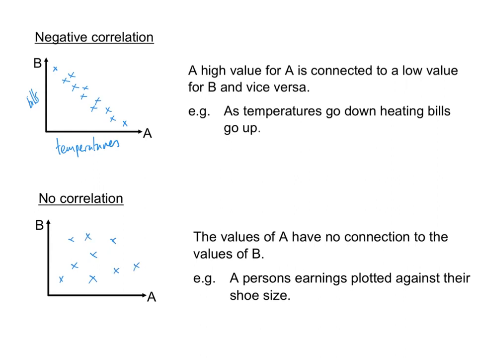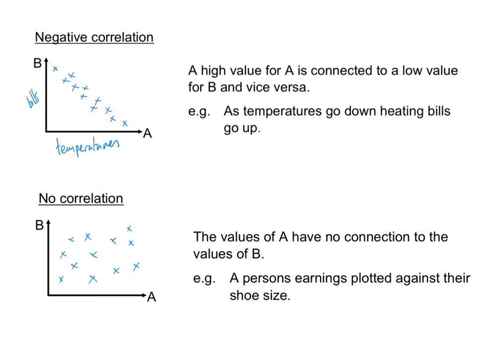So when we look at this, we see there's no clear line like there was in the negative correlation one or the positive correlation one, but just a random scattering of dots. This is something we'd say, well, we can't spot a connection there, there's no correlation. Again, correlation just means some relationship between the two values.